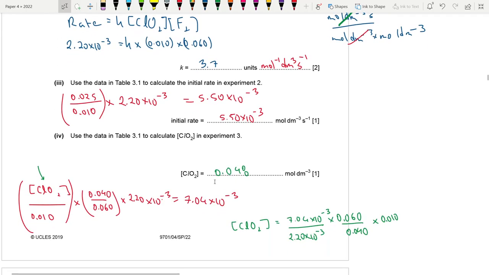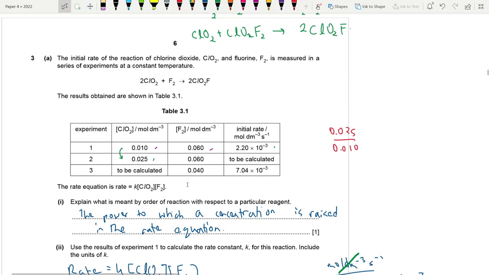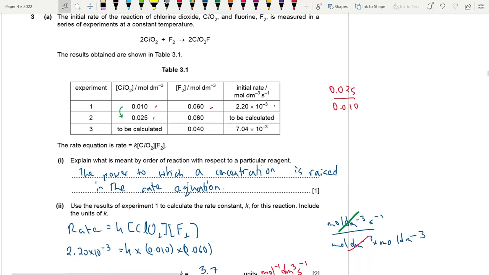Now use the data in the table to calculate the concentration of ClO2, chlorine dioxide, in experiment 3, right? Okay, so think about it. What happened in reaction 3 actually? We decreased the concentration of fluorine, okay, and we don't know what we did to the concentration of ClO2, but it seems like rate has increased. So since this was decreased, this one needed to be increased, right? For sure.